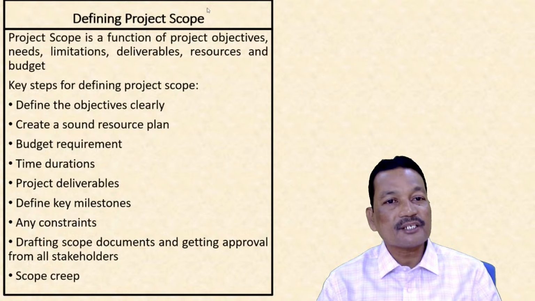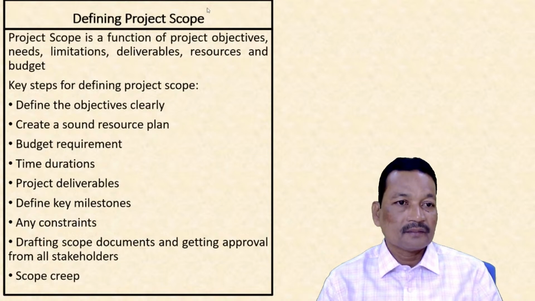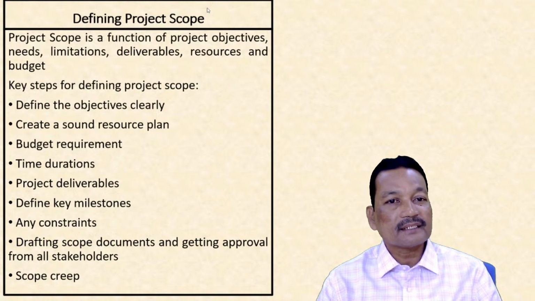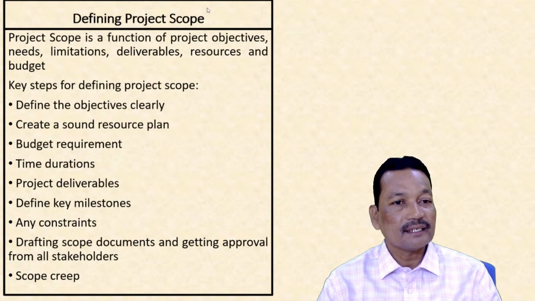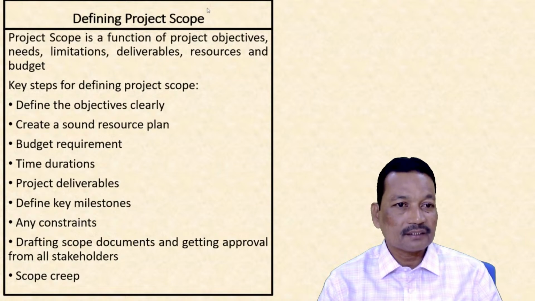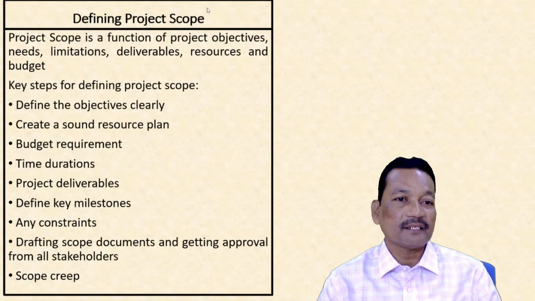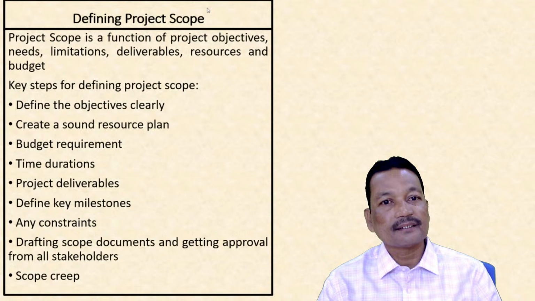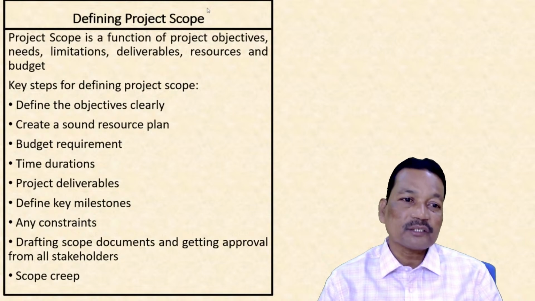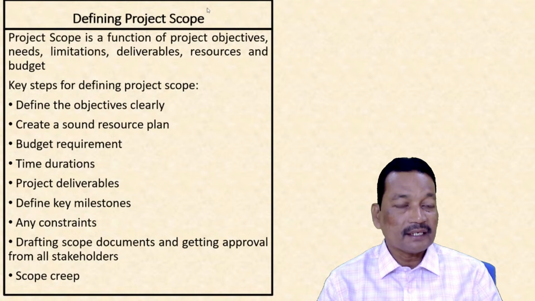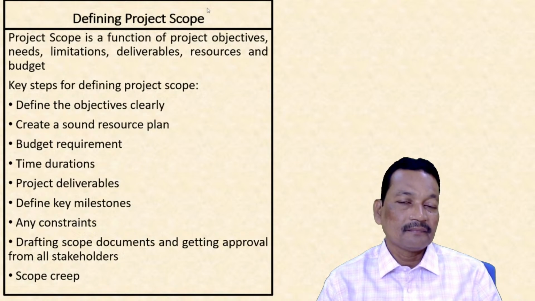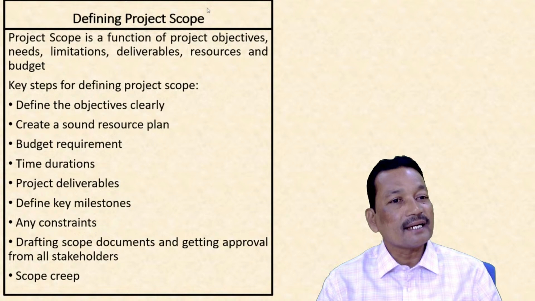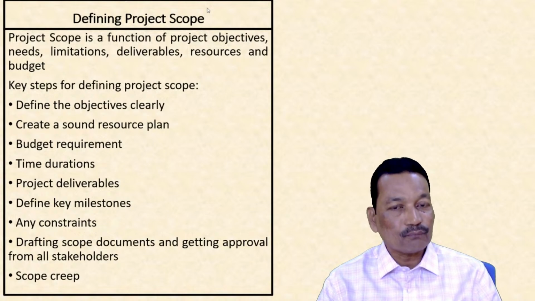Now, what is the definition of project scope? Project scope is a function of project objectives, needs, limitations, deliverables, resources, and budget. Taking all these aspects: objectives, why the project should be done. Needs, why the project is required. Or in other words, is there any gap it is going to fulfill?